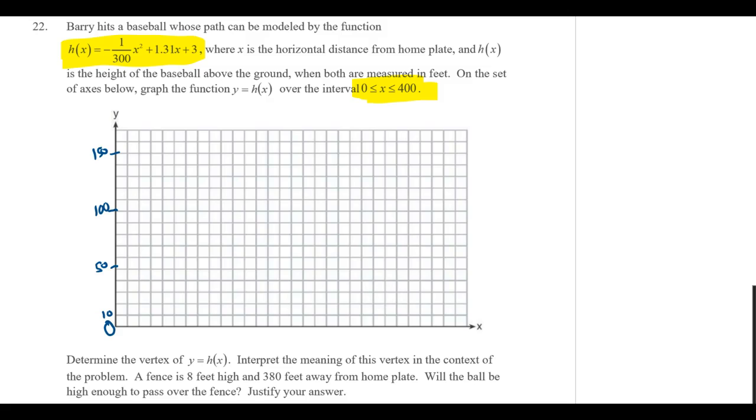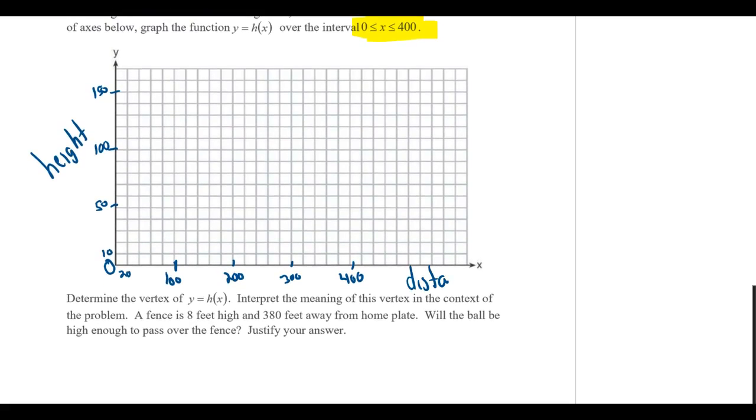I chose to use 20 for each increment along the x-axis, which means I'll have 20, 40, 60, 80. This is going to be 100 feet from home plate, 120, 140, 160, 180. 200 feet from home plate, 220, 240, 260, 280. 300 feet from home plate, and finally 400 feet from home plate. It's probably a good idea that I label my axes as height and distance from home plate.